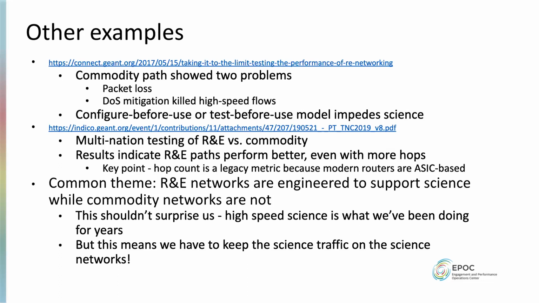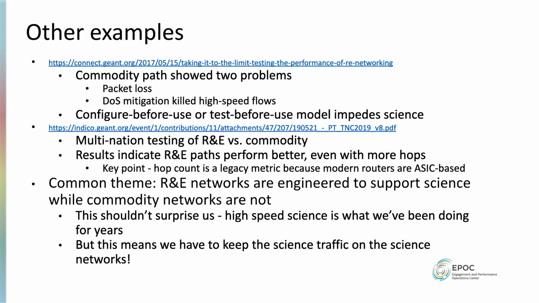The second example was a multi-nation test of R&E versus commodity. One of the things they brought up, and this is something a bunch of us have been saying for years now, is that hop count is not a good measure of performance. They said, yes, in this case the R&E paths perform better even with more hops. Well, of course, modern routers are ASIC based. The days of CPU based forwarding are long gone. So what we want is the path that's engineered cleanly, has the available bandwidth, and has the right behavior. It doesn't matter if it has more hops. I'll talk more about that in a minute.